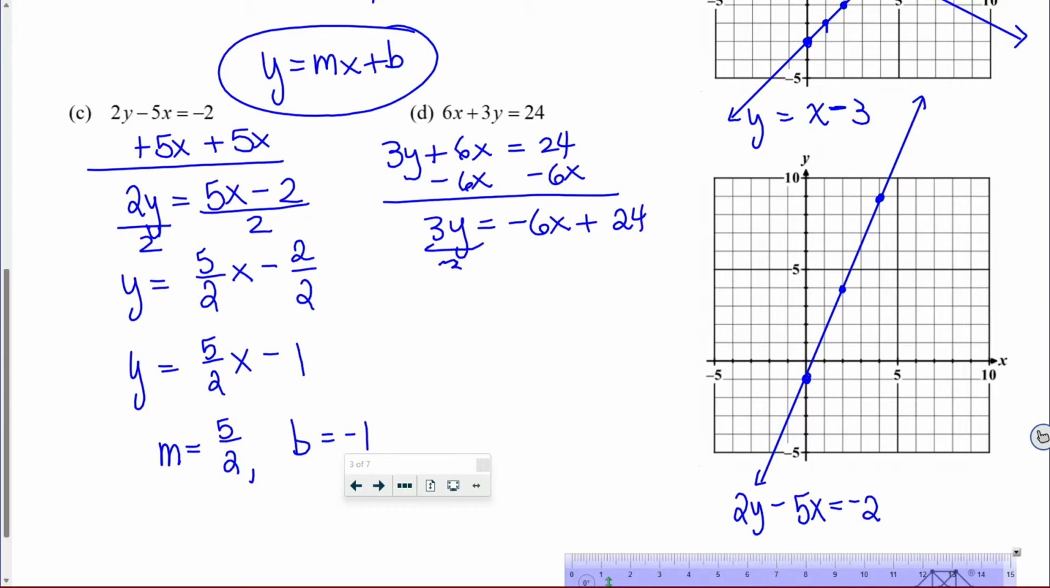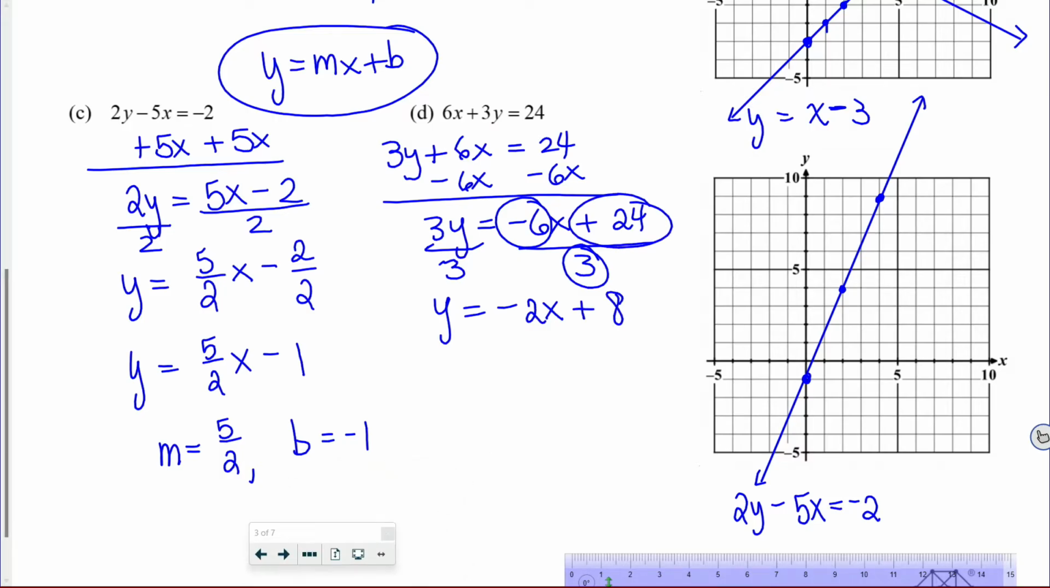Now I'm going to divide both sides by 3. All right, and I'm going to distribute the division. Negative 6 divided by 3 is negative 2 times x, and positive 24 divided by 3 is positive 8. And therefore, my slope is negative 2 over 1, and my y-intercept is 8.